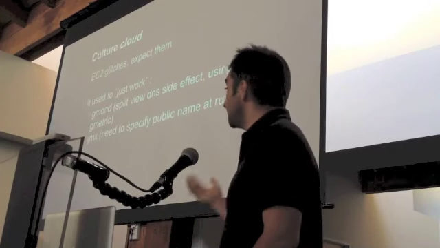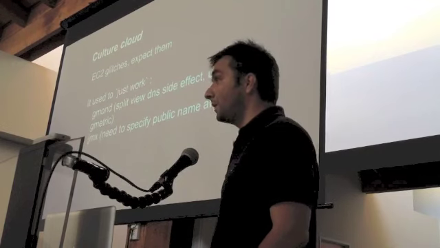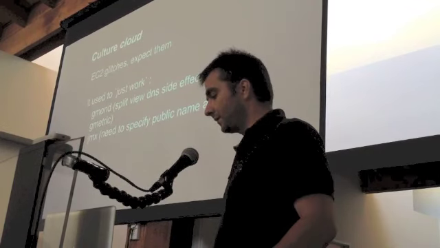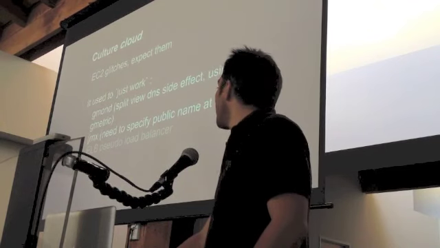JMX is easy. You open the port and it will just work. Not on EC2. You need to specify the public name of your machine at runtime, which is a good job for Puppet actually, but still an extra effort.